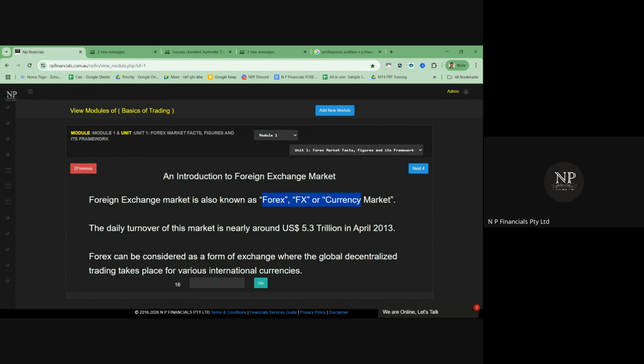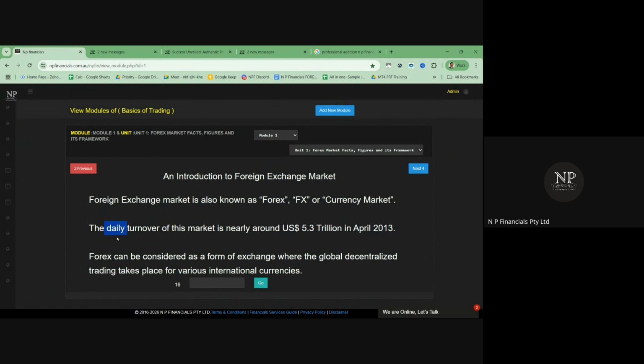We need to remember 1 trillion is equal to 1000 billion, and 1 billion is equal to 1000 million. So very, very big. Compared to this $7 trillion US per day, the daily turnover of ASX would be around 75 billion. Very, very tiny.